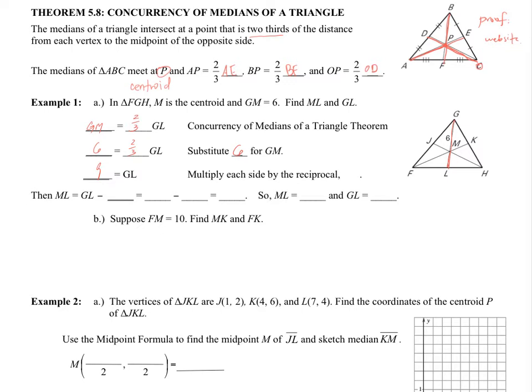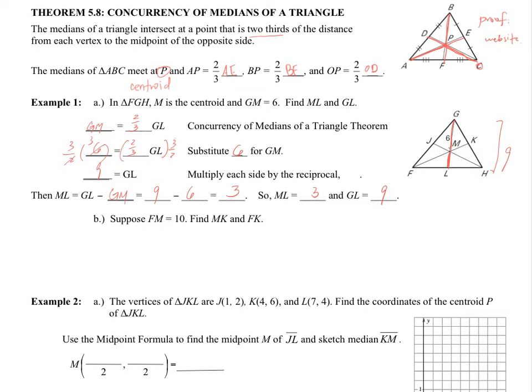And then how did I get 9? I multiply both sides by the reciprocal of 2/3. And then I can calculate ML by taking GL, which is 9, and subtract that from GM, which is 9 minus 6, and that's 3. So ML is equal to 3 and GL equals 9.